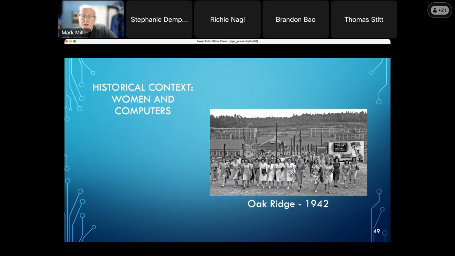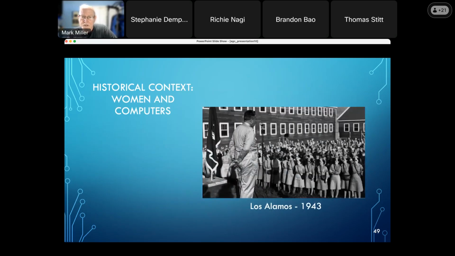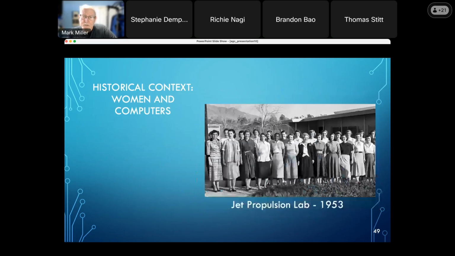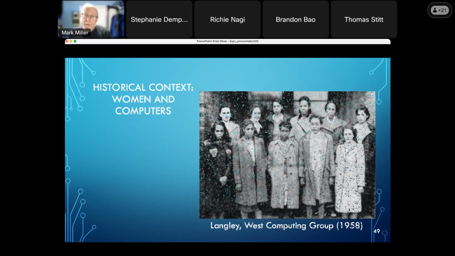This is Oak Ridge, 1942. That's the Manhattan Project. Los Alamos, also Manhattan Project, 1943. This is Bletchley Park. This is in Britain, 1944. This is the effort to break the German Enigma codes during World War II. JPL. This is the Langley West Computing Group. These are the women that are featured in the movie Hidden Figures, which I love. That's just a great movie.